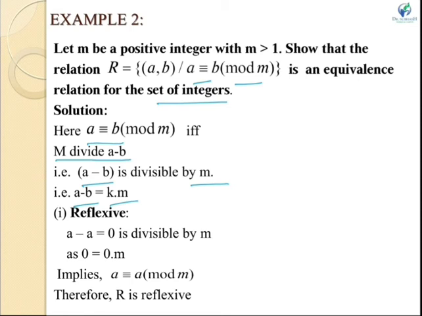Now let us check for reflexivity. For reflexivity we have to take the same element. So here we are taking a minus a equal to 0. This is obviously divisible by m because 0 can be written as 0 into m. If I multiply any number with 0, you will get the answer as 0. So this implies a is congruent to a mod m. Therefore we can say that R is reflexive.